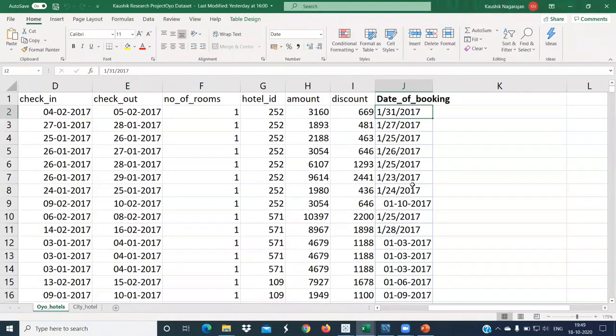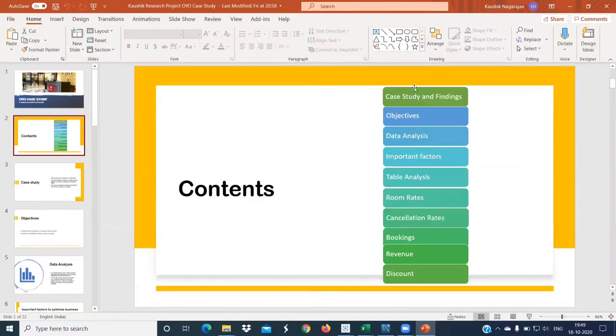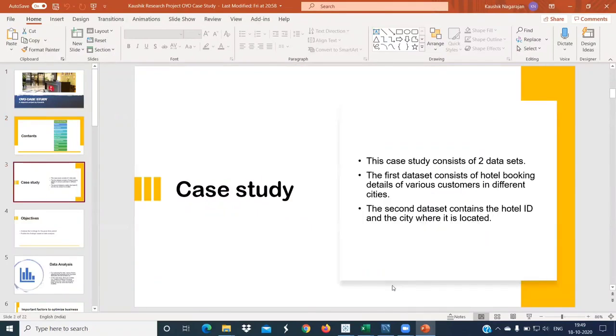Moving on to the business part of the project. So here is the presentation which is prepared from analyzing the data. So here are the contents of this PowerPoint presentation. Moving on to the first part, that is a case study. So this slide basically gives us a brief info about the case study.